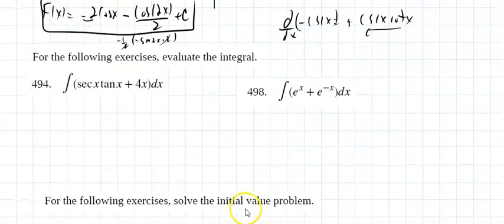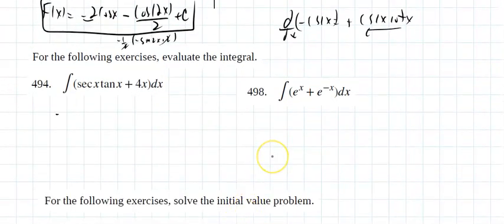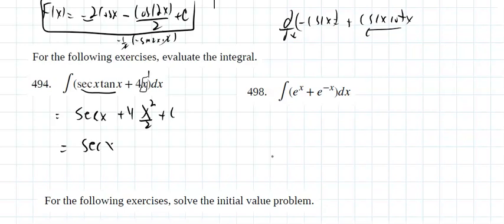And here it is. Here they're asking, what did you take a derivative of to get secant tangent? Obviously, secant of x, since the derivative of secant is secant tangent, plus 4, ignore the 4. What do you take a derivative of to get x? That's x to the 1, add 1 to the power, divide by that, plus c. So my answer is secant of x plus 2x squared plus c.